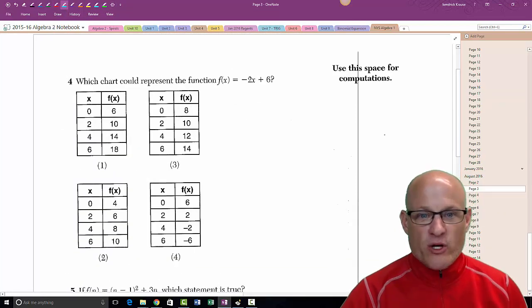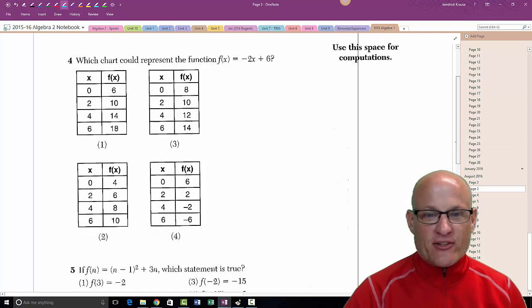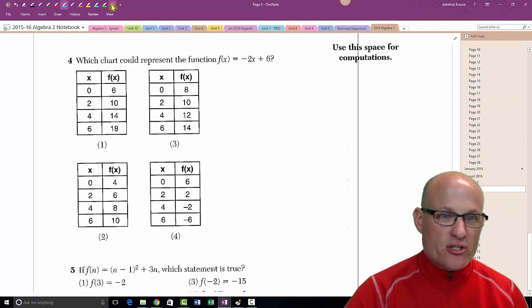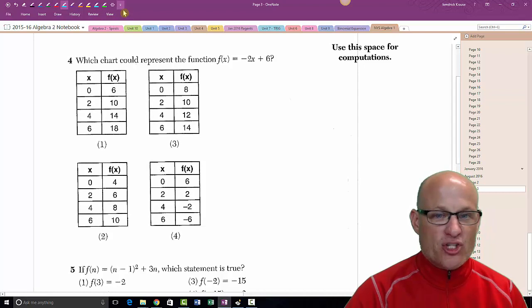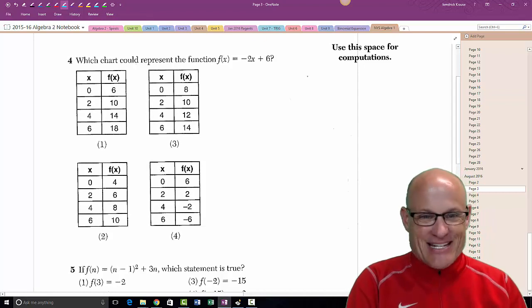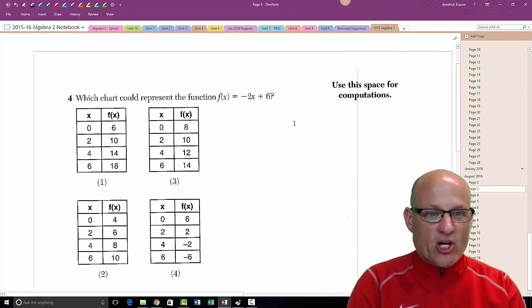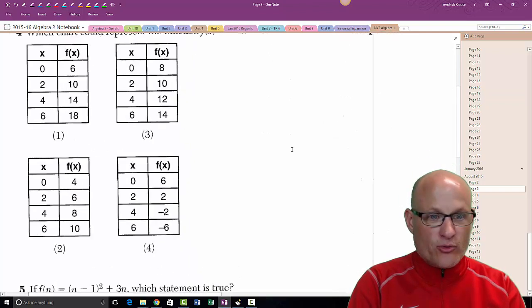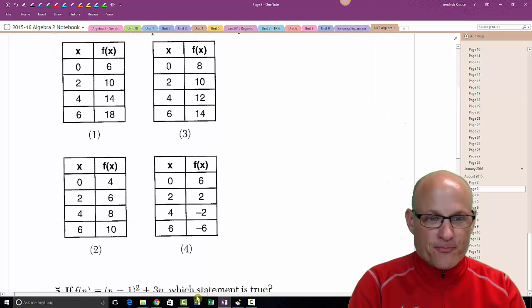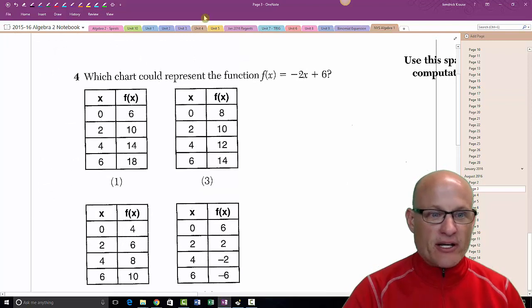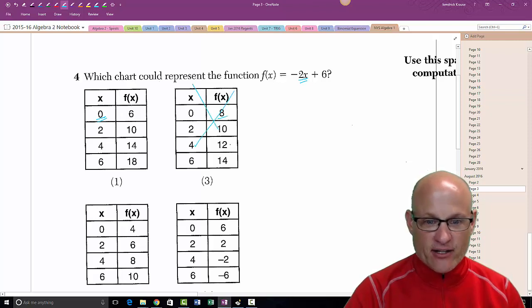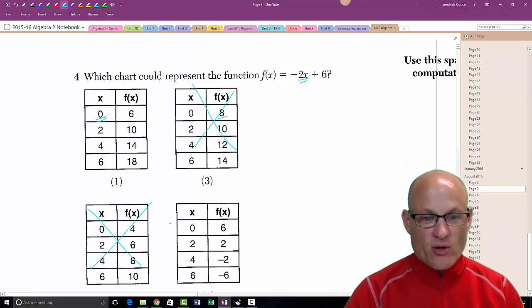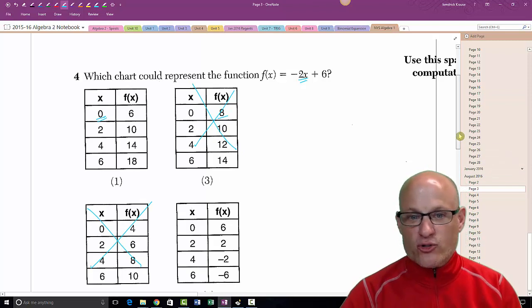That one's boring me. Which chart would represent this function? So we're looking for a chart that has a rate of change that is -2. So every time we go up 1 or 2, we go over down 2. The easiest way to do it is plug in numbers. So if I plug in a 0, do I get a 6? Yep. I don't get an 8, so that's not going to work. And I don't get a 4. So I know it's got to be either 1 or choice 4.